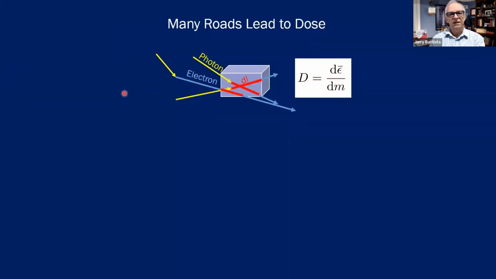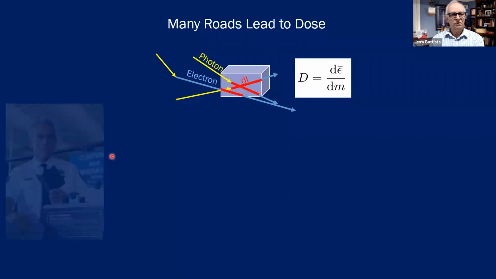So many roads lead to dose. So dose, the reminder, is just the energy per unit mass in a voxel. And again, I'm emphasizing it's these tracks, the red ones, that deposit the dose within the voxel. The photons are just energy carriers, not energy depositors.